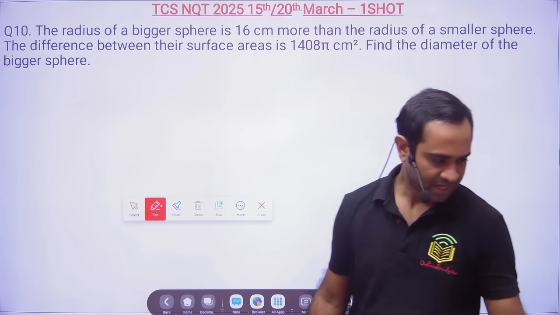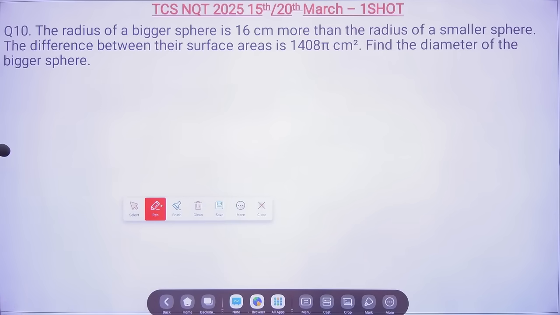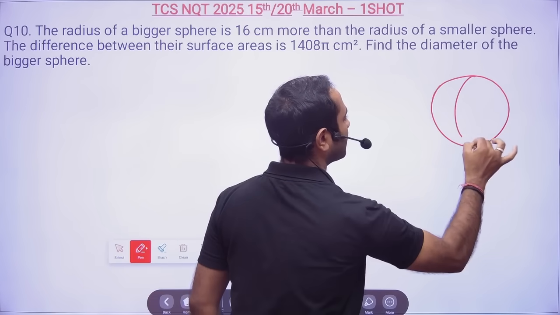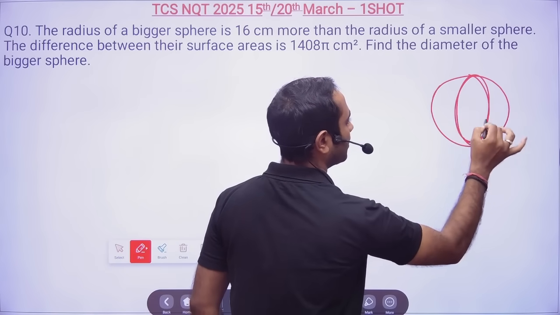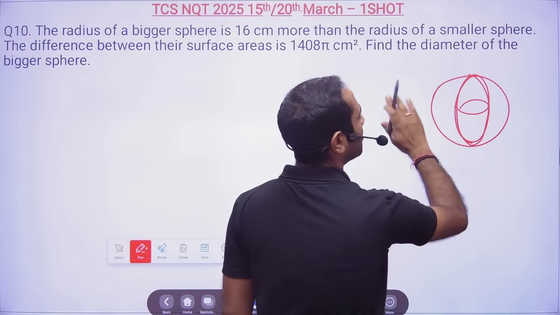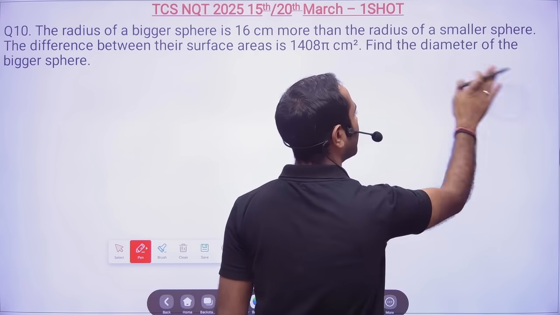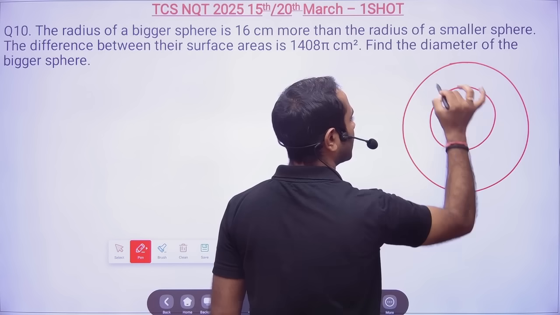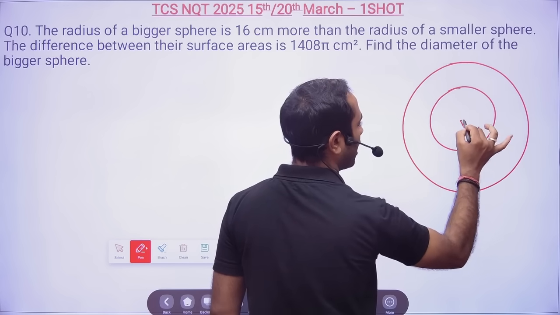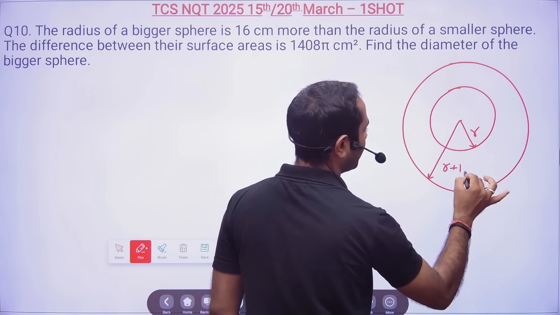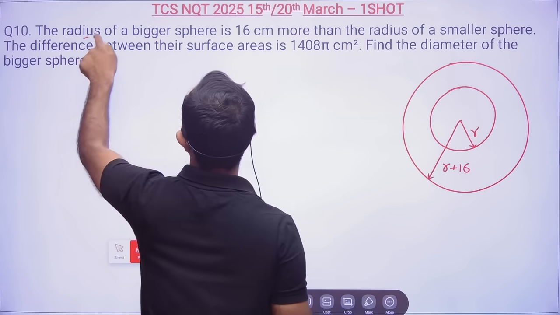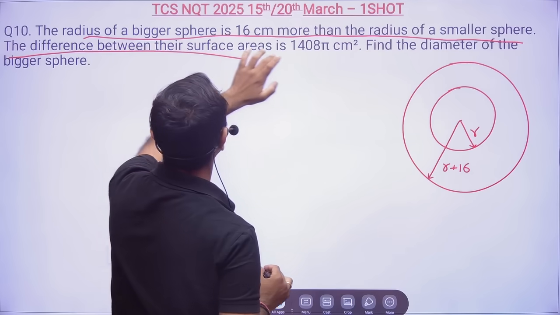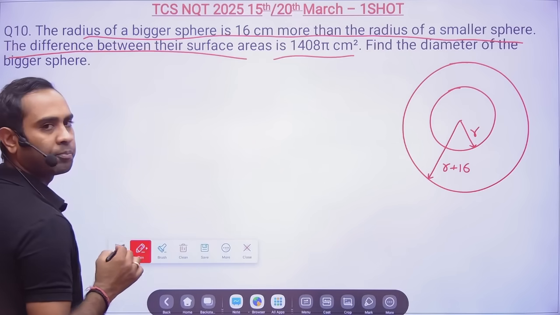Okay, let's see. The radius of the bigger sphere is 16 centimeter more than the radius of the smaller sphere. So your sphere will look like something like this. So this is 3D, but definitely we will have to solve in 2D only. So we have a smaller sphere and we have a bigger sphere. A smaller sphere radius, suppose r, then they are telling the bigger sphere radius is 16 centimeter more. The difference between their surface areas is 1408 pi centimeter square.